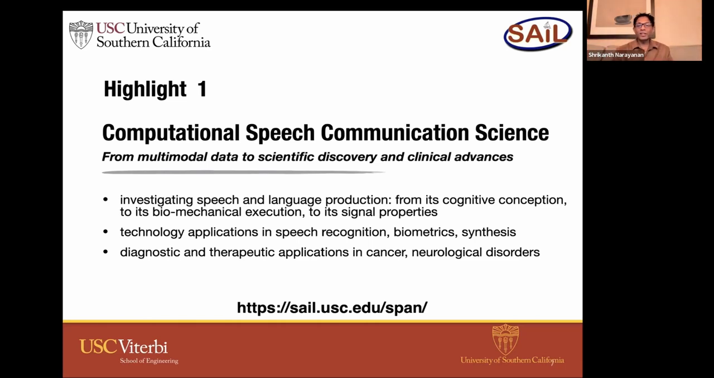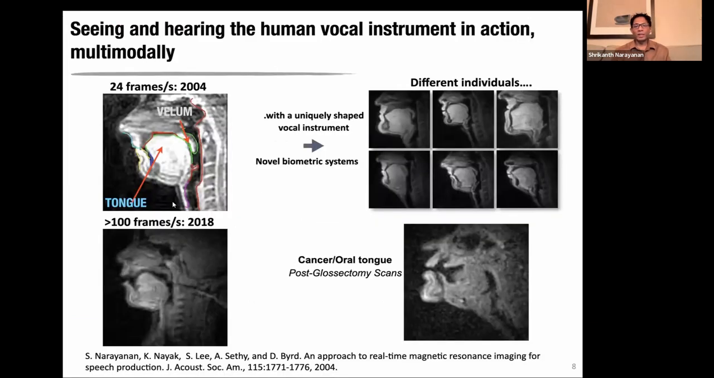Now it's in the service of both science and hopefully translating it to clinical applications, such as, for example, neurological disorders. So simply, one of the things that we've been doing, with this convergence that's happening, is developing imaging and other multimodal sensing technologies, for example, being able to actually see people when they are speaking by imaging them using MRI, magnetic resonance imaging.